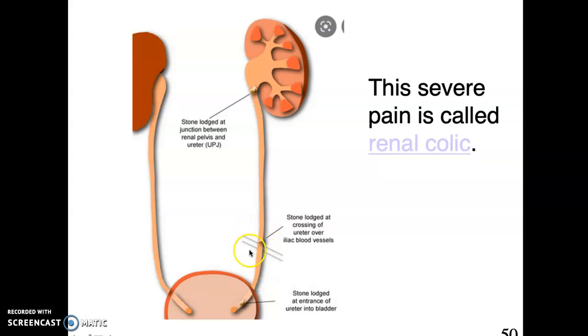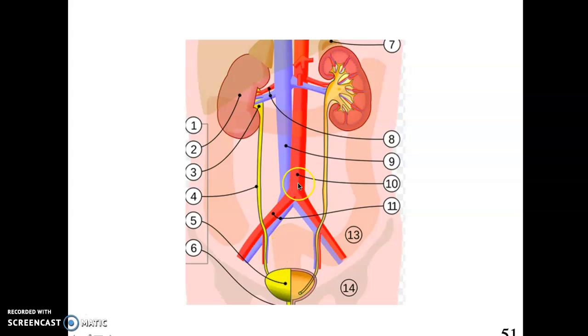And it could lodge right where there's a crossing over the ureter, when the ureter is coming over the iliac blood vessels. Let me show you that. So this is the iliac blood vessels. And right when it's crossing here, there's some pressure of one against the other, and that region could be painful.